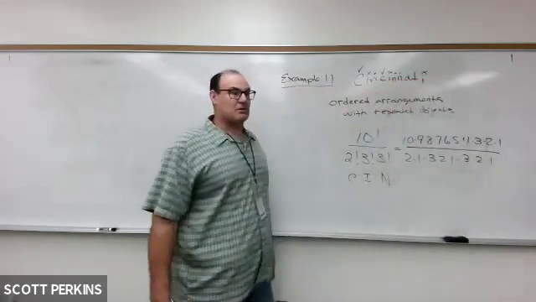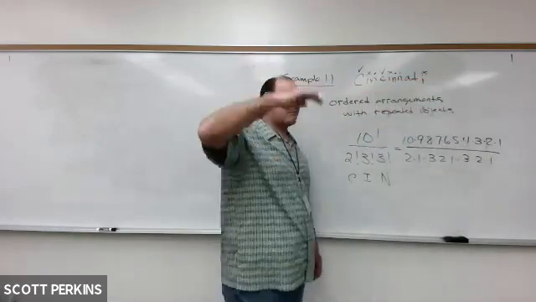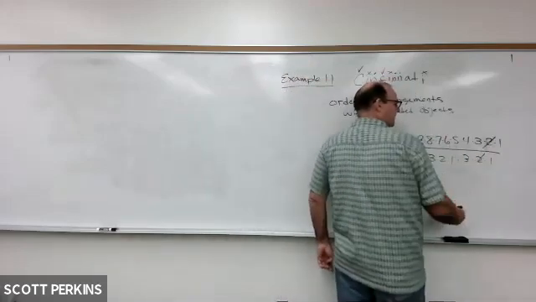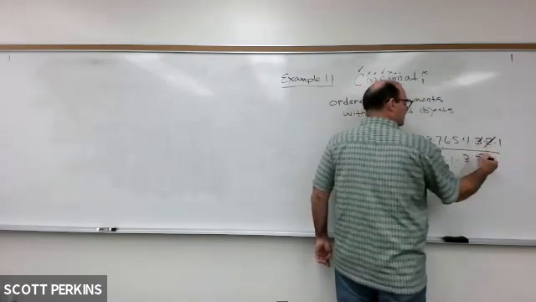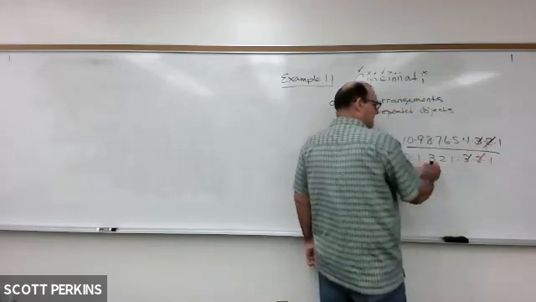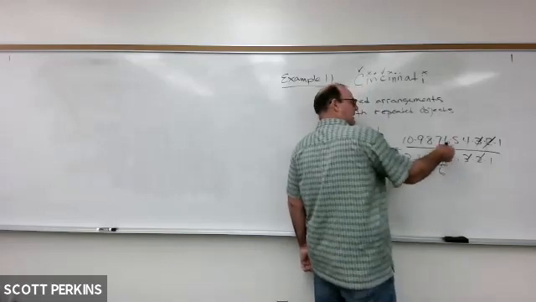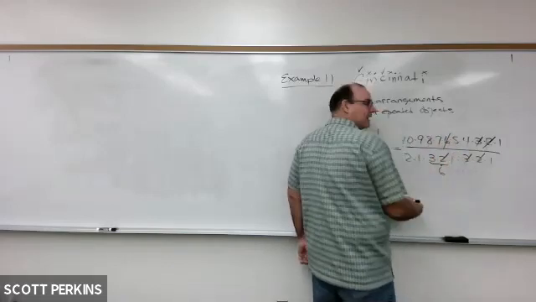And now I just cancel. Okay, a factor in the top, a factor in the bottom. So I've got a 2 in the bottom, I've got a 2 in the top, goodbye. I've got a 3 in the bottom, a 3 in the top, goodbye. 3 times 2 gives me 6. So 6 in the bottom, 6 in the top, goodbye.